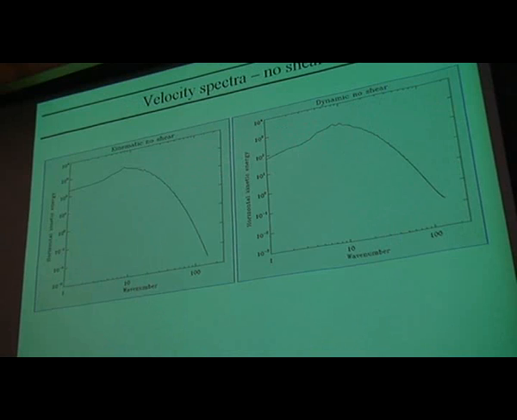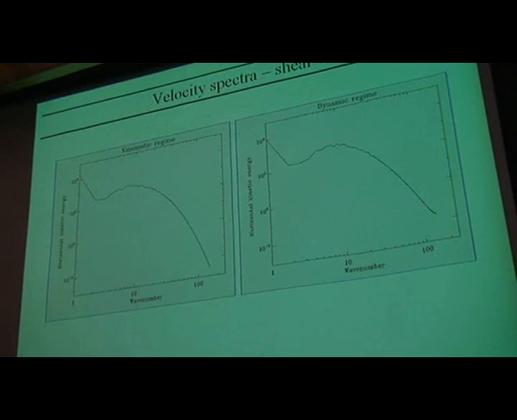Since I'm running out of time, let me show you the crucial one. This is what the velocity spectra look like. They really are forced. They have a jolly good shear, right? This is the shear mode, and this is kind of the other mode. This is in the kinematic regime, this is in the dynamic regime, okay?